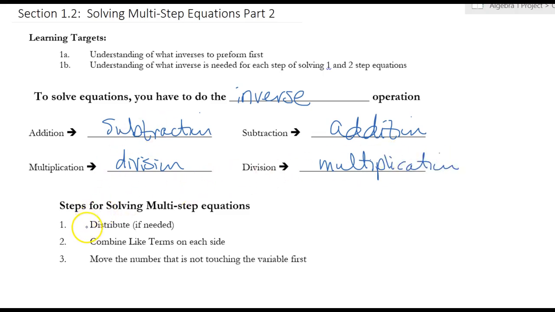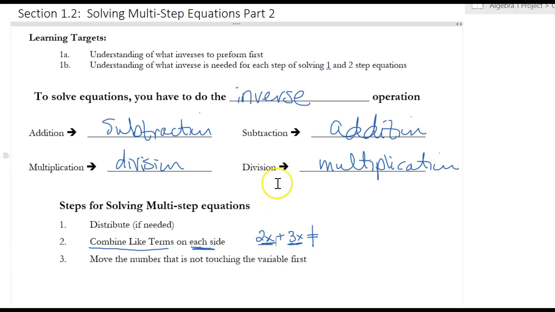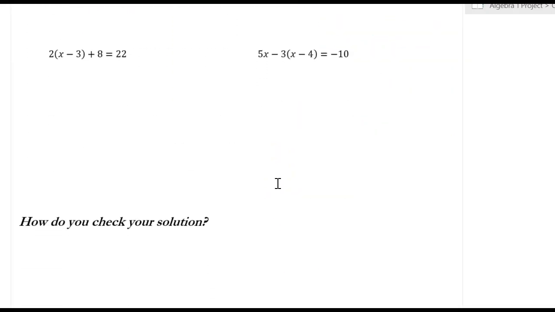So sometimes you're going to have to distribute. If you see any problems with distributing, you need to do that first. Then what you do is you have to combine any like terms on each side. So if I have like terms over here on the left of my equal sign, I have to put those together. And then we go to a problem that you've done where it's a two-step equation where you move what's not touching. Okay? All right, so let's look at some examples.